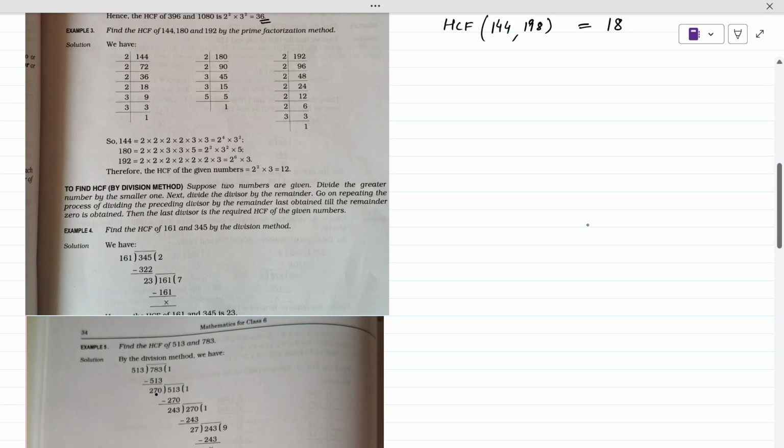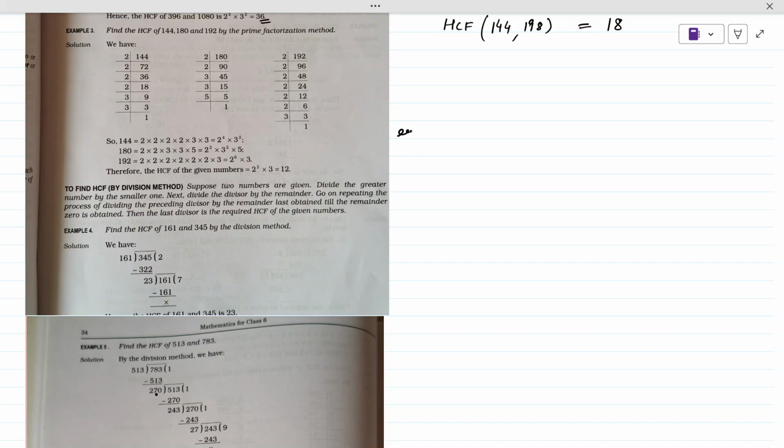So now kids, the next method which we can use to find the HCF is by division method. Nowadays this method is not considered much, but we will still learn how we can do this. The method which we have done just now was to find the HCF using the prime factorization method. That is done now. So let's consider this new method, that is to find HCF by division method.